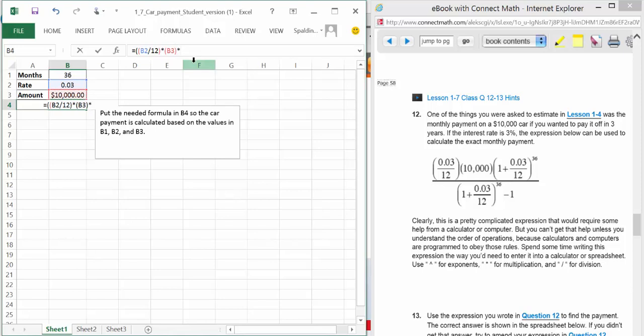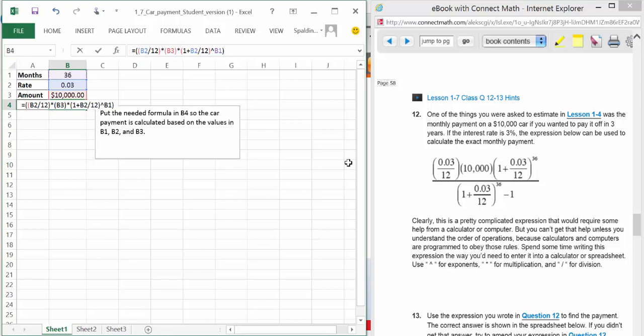And then I'm going to say times, and I'm going to type it in as I see it, 1 plus, and then the rate. Remember, the rate is in cell B2, divided by 12. Close parentheses, and then I'm going to hit my little caret symbol, raise that to the power of, and we want to be able to change the number of years that we want to pay off the car. So instead of putting in 36 months as a hard, fast number, I'm going to click in the cell B1, and then I can change 36 to be anything I want, and this will calculate that monthly payment. And we're going to close the parentheses here for the numerator.